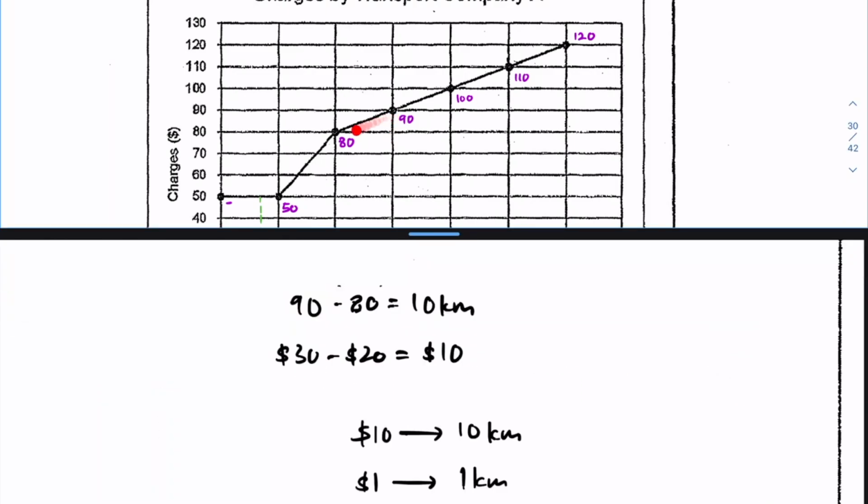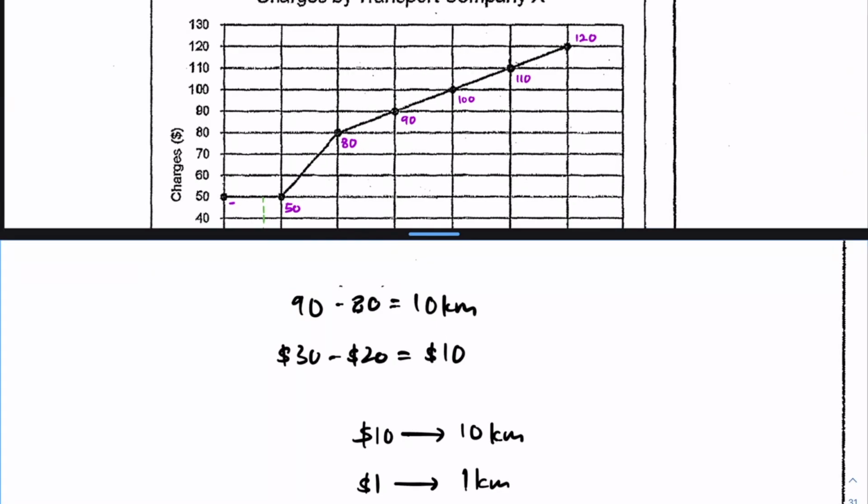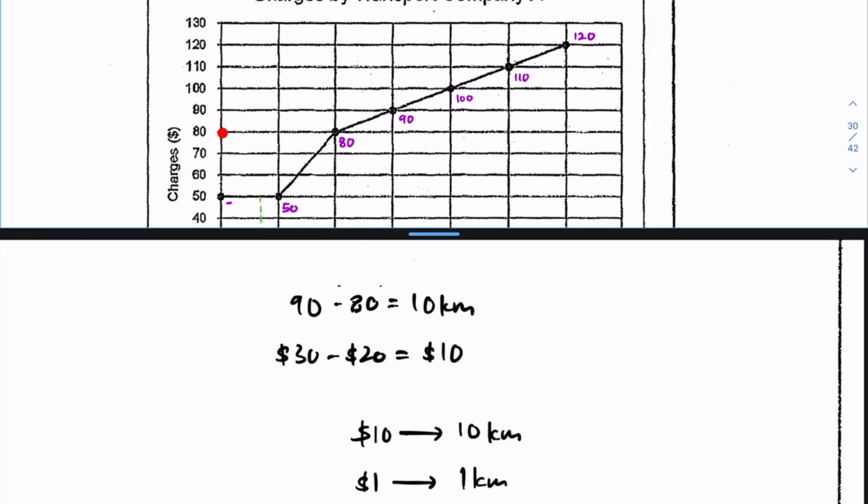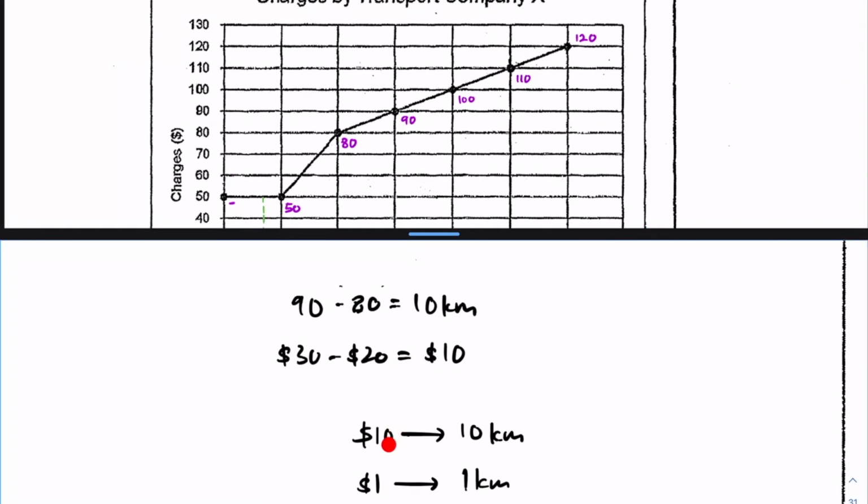Okay, so let's see. Let's use this part. 90 minus 80, that's 10 kilometers traveled. And that will be an increase of $10. Why? Because we go from $80 to $90. In other words, it will be $10 for 10 km. And that comes down to a rate of $1 per kilometer, just divided by 10 on both sides.